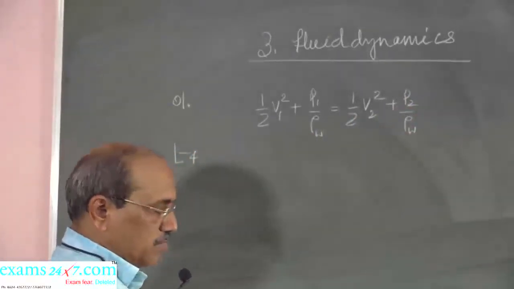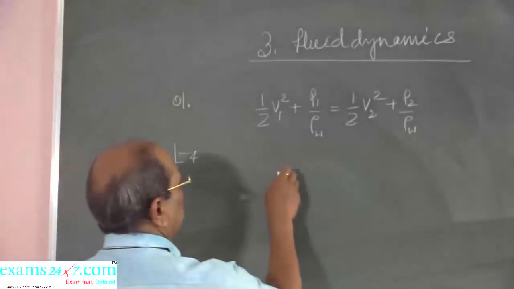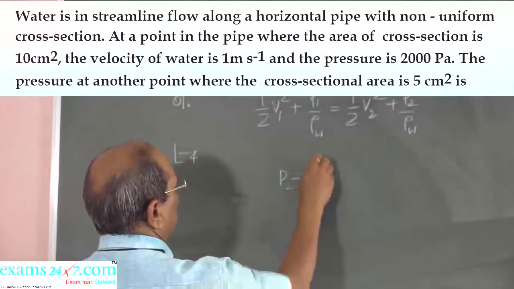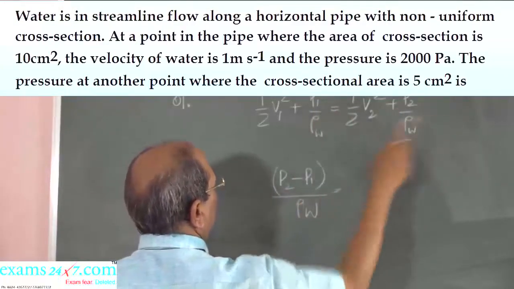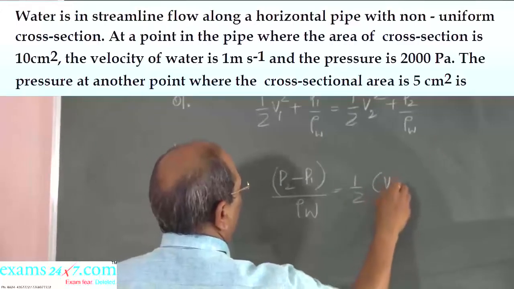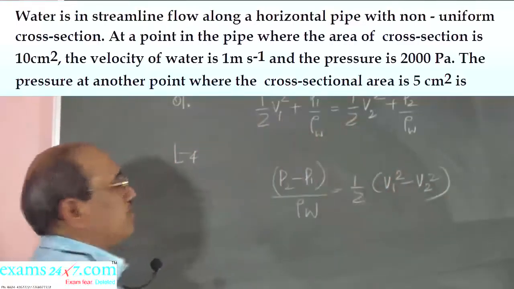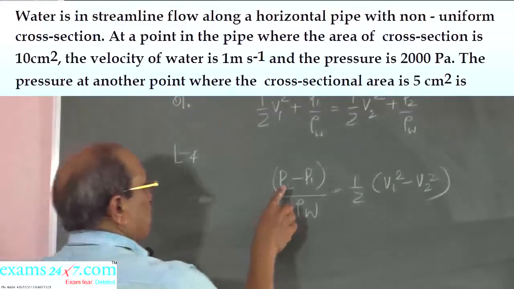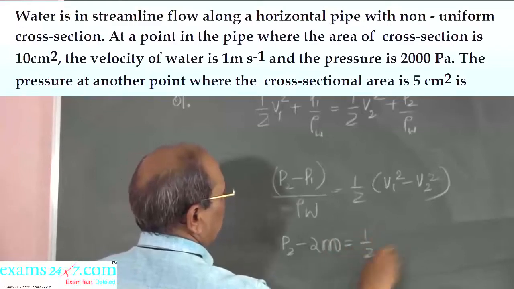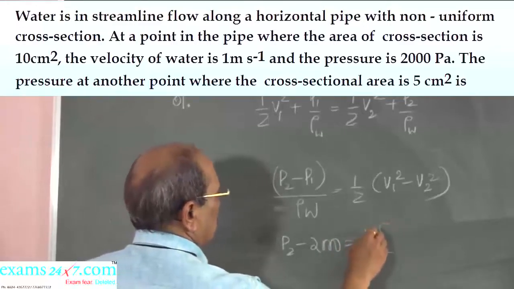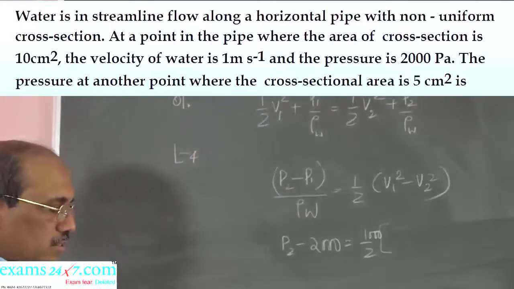They are asking about the pressure. One pressure is given as 2000, and the other pressure is asked. So you need (P2 minus P1) by rho is equal to half into (V1 square minus V2 square). P2 minus 2000 is equal to half into, I write 1000 because of the density of water.